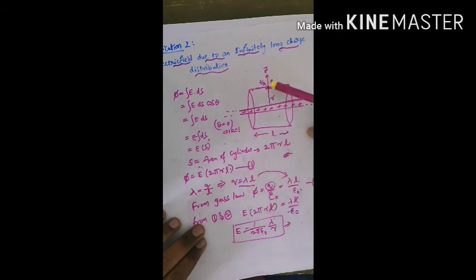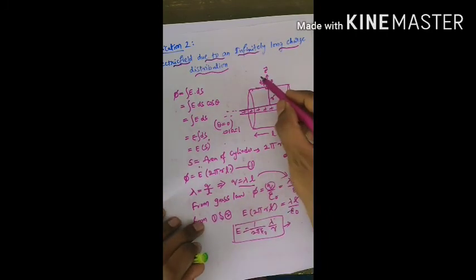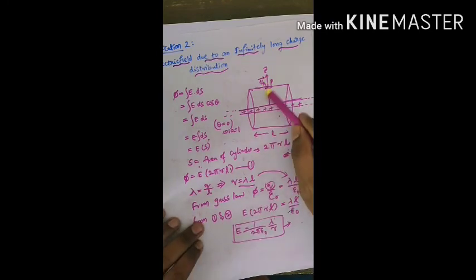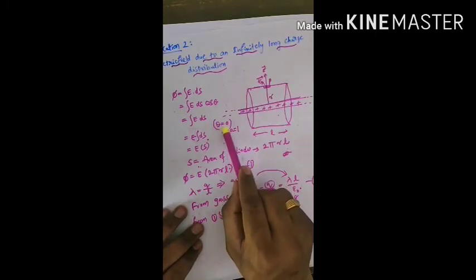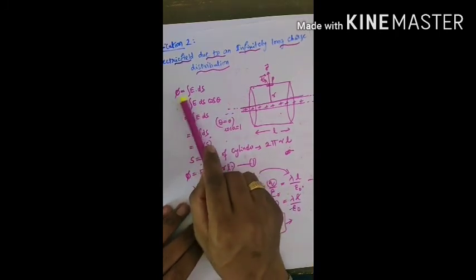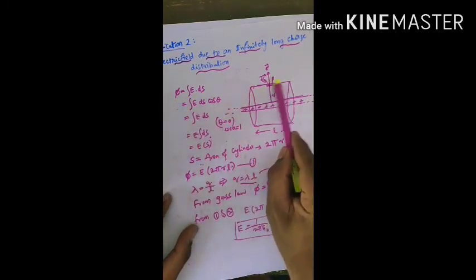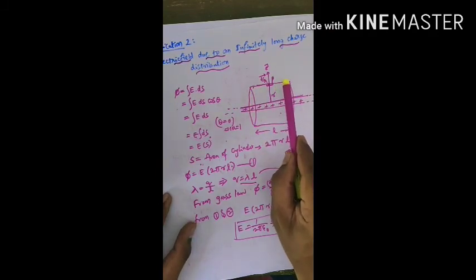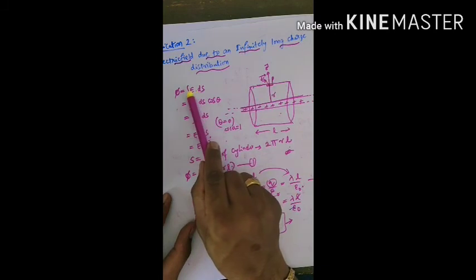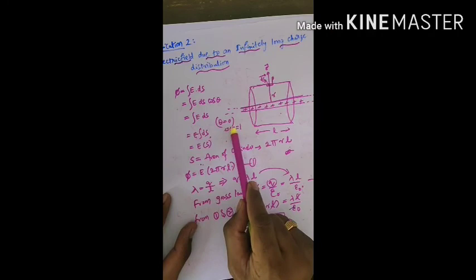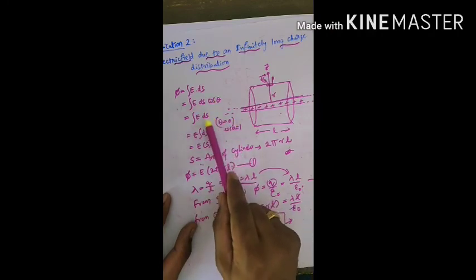Here the electric field vector and ds, that is the area vector, will be in the same direction. They are parallel to each other. That's why the angle between these two will be 0, then the cos 0 value will be 1. So this is the total electric flux through this cylindrical Gaussian surface, phi is equal to integration E ds cos theta, and cos theta value will be 1. So that's why I am writing E ds.